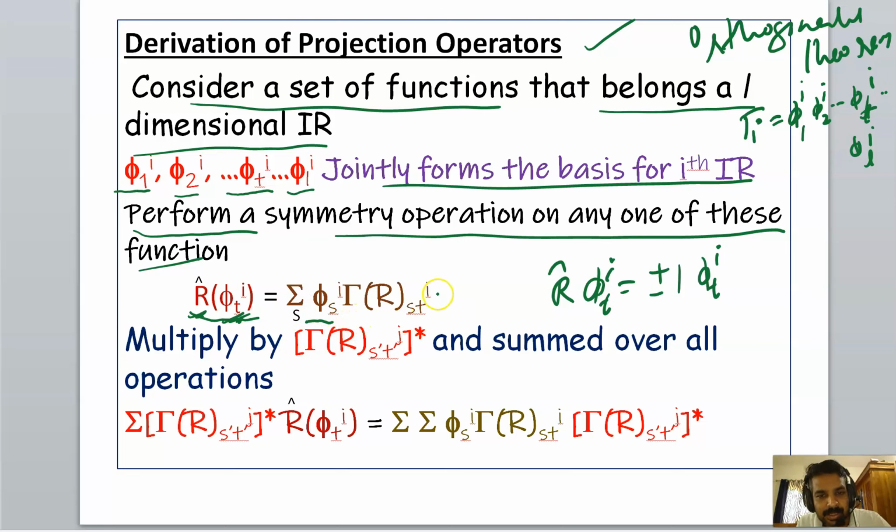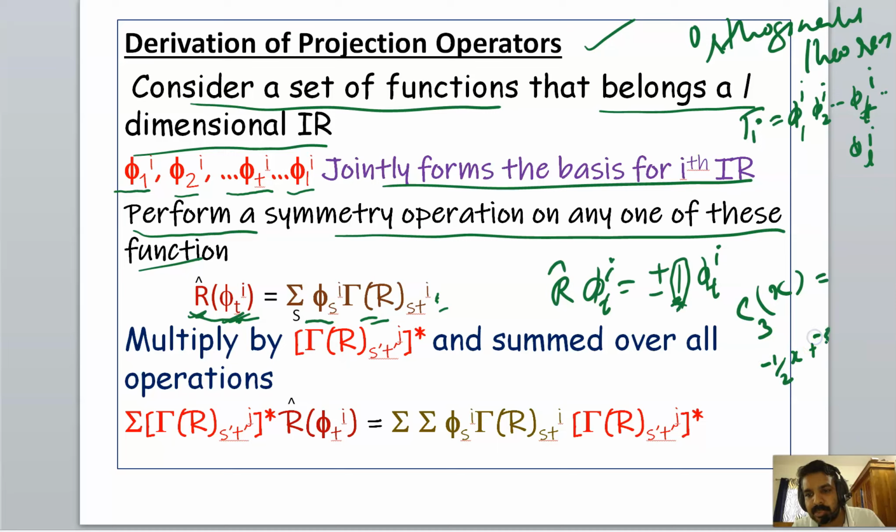Generally, we usually do coefficient first and function second. For example, suppose we are doing a C3 operation on the function x. Then what will be the result? It is equal to minus 1 by 2 x plus minus 3 by 2 y plus minus 3 by 2 x plus minus 1 by 2 y. This is our representation. We got this in the earlier discussion.